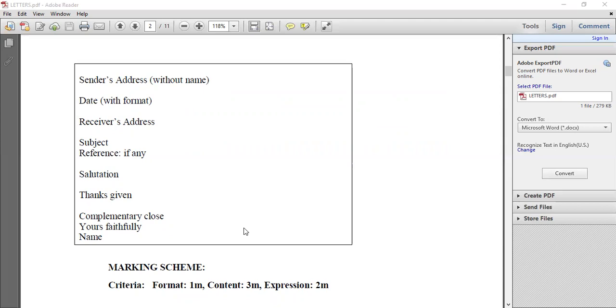That means everything is left indent. Everything is left indent. I will explain the concept. You can also see the sender's address without name, then the date with a format. You are all seeing the display. Date with a format. What is the format of the date?